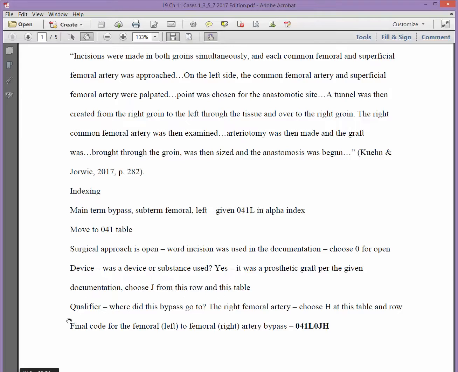Then when we're dealing with these bypasses, we do often have to have some type of positive value for our qualifier. In this case, the qualifier is identifying where this bypass went to. The right femoral artery, we choose H. So the code for the femoral left to the femoral right bypass is 041L0JH.